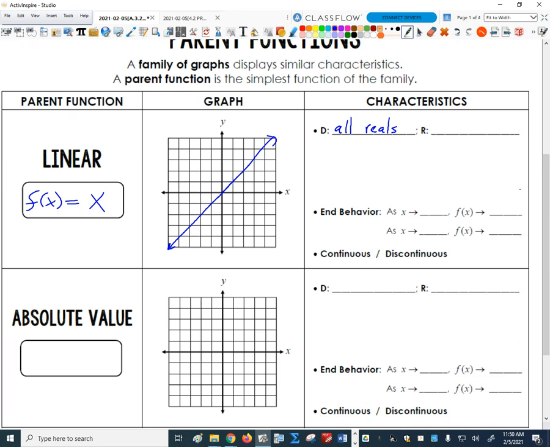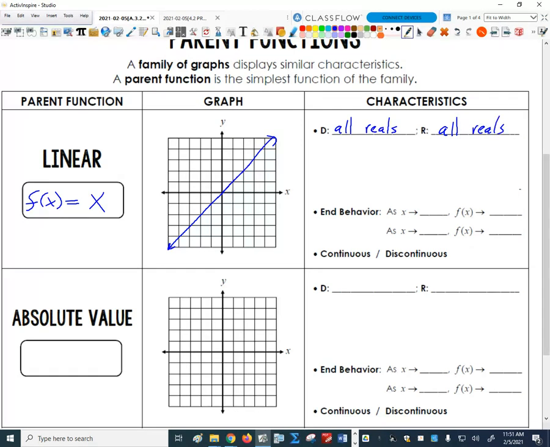What about the range? The set of y values. Everybody type it in chat. What do you think? If I projected that line onto the y-axis, wouldn't it cover the whole y-axis? So what's the range? Type it in chat, please. Yeah, all reals, isn't it? Everybody see that? If I projected this line onto the y-axis, it would shade the entire y-axis. So again, it's all reals.